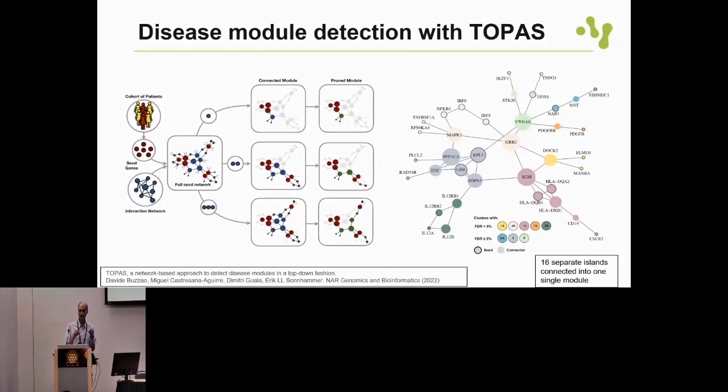Either keeping only single step connections or 2 or 3 step connections. So in this case, for instance, if you took all the disease genes for biliary liver cirrhosis, there were 16 separated islands that could be connected into one single module. But that's not yet in this current release online, but it will be in the next one.